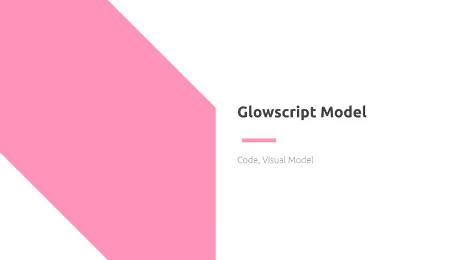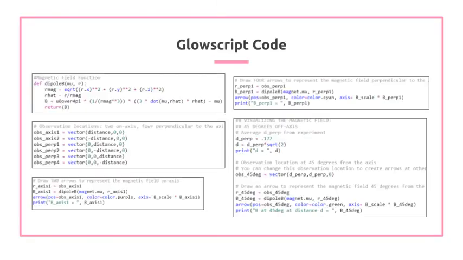Finally, let's go over the code that went into creating our visual model in GlowScript, as well as the visual model itself. Here you can see the main parts of the code that went into creating the visual model. As you can see, the code's backbone includes a function for the magnetic field. This allowed us to create what a magnetic field would be due to a dipole at a particular location.